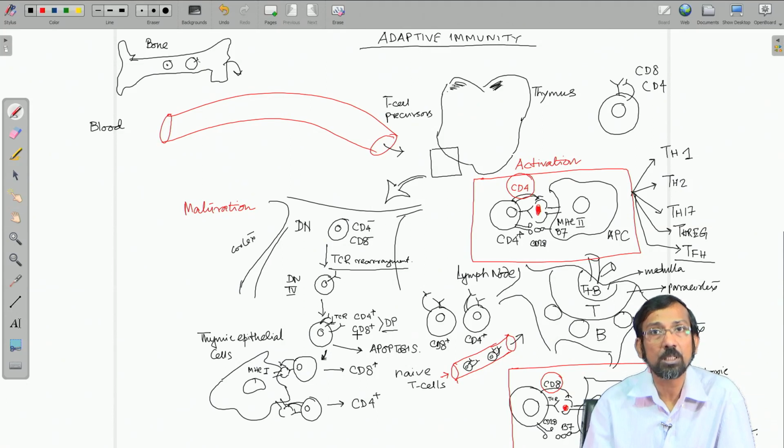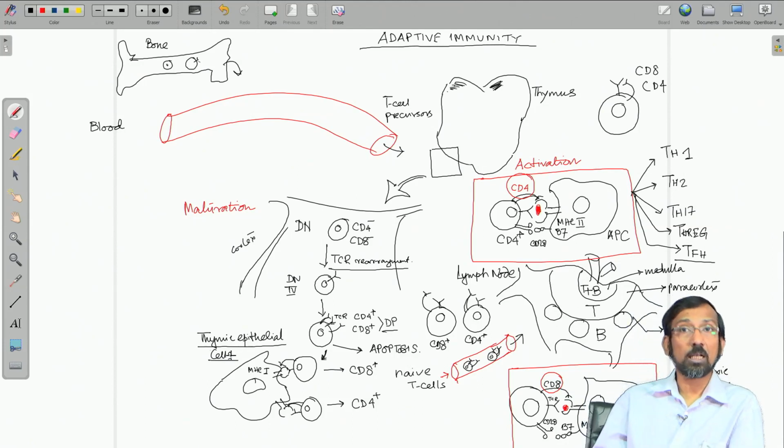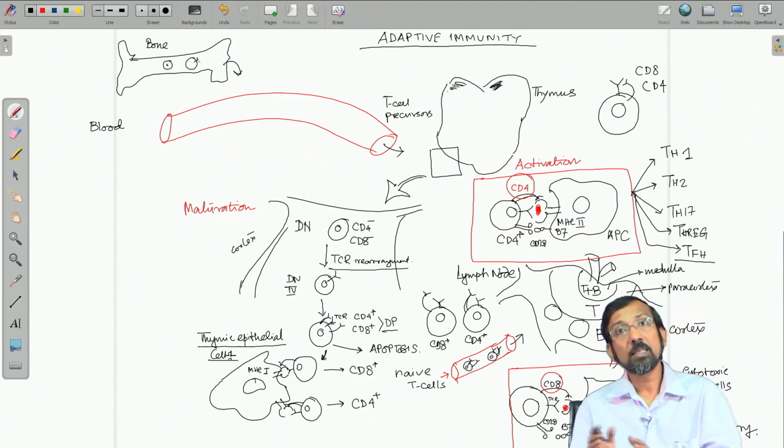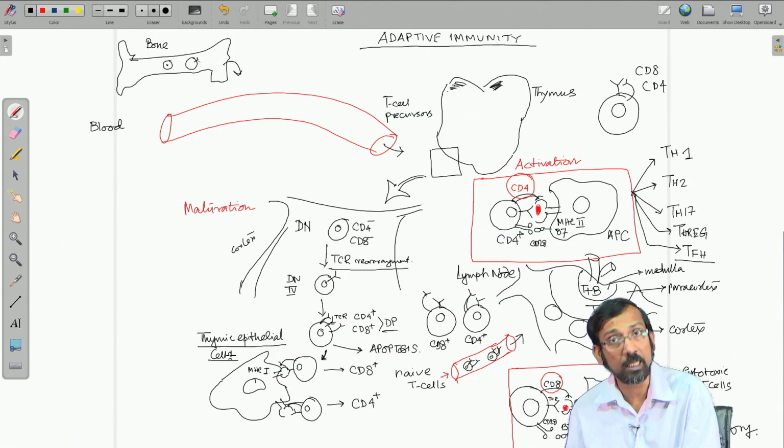Now, these double positive T cells have to be selected. Now, who does this selection? It is the thymic epithelial cells primarily, who can express class 1 and class 2 MHCs on their surface, and they select for the CD4 plus or the CD8 plus cells. So, from the double positive cells, now they become single positive. So, it is either a CD4 plus or a CD8 plus.